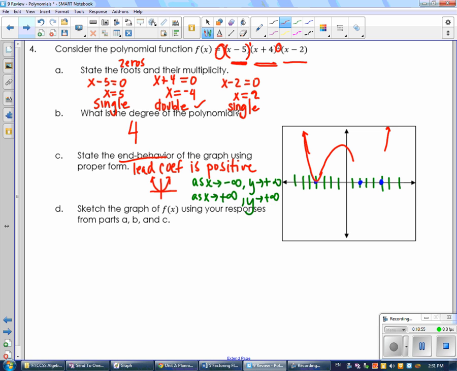And +2 is a single root, so I know my graph has to pass through that. And then it must turn back around to hit +5, which is also a single root. So again, it's going to pass straight through that. And so that's what the sketch would look like.